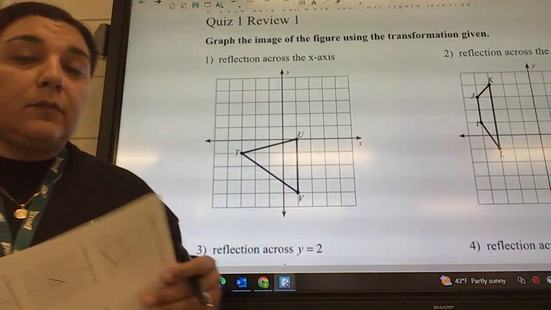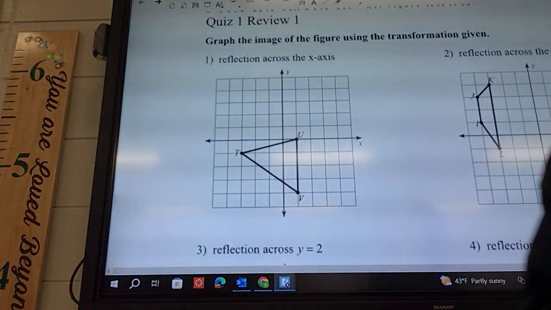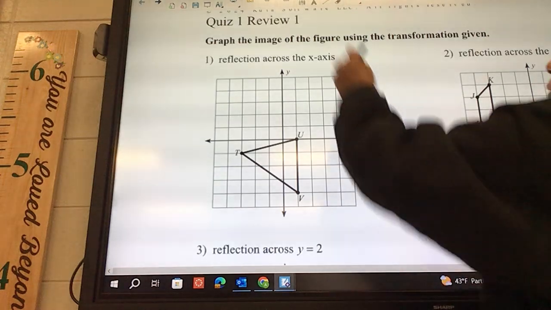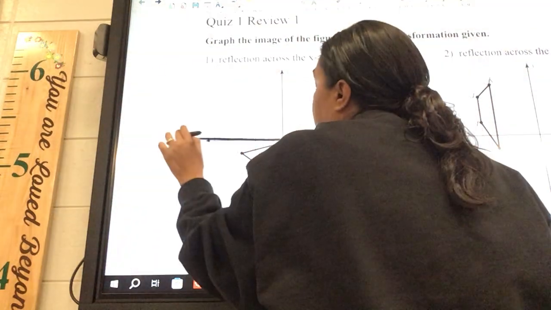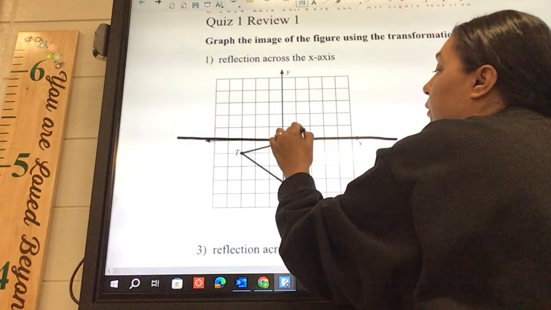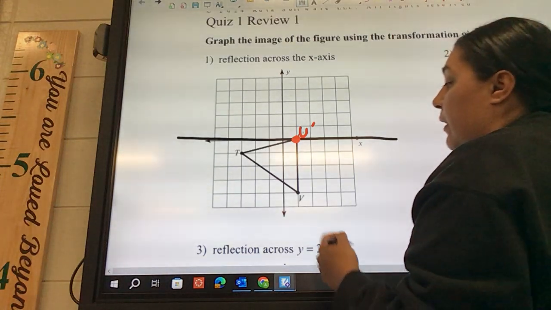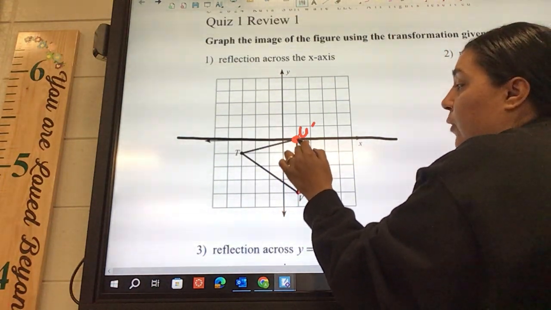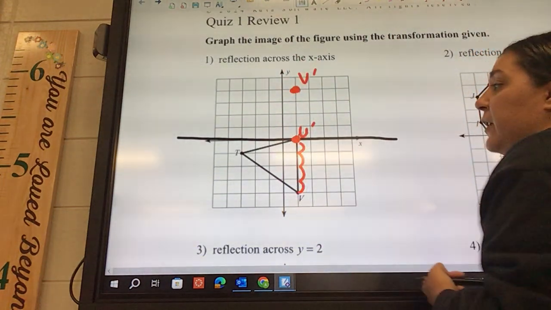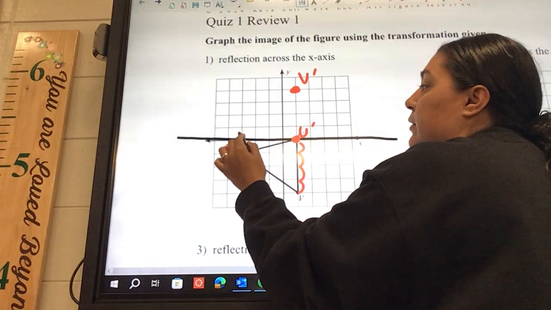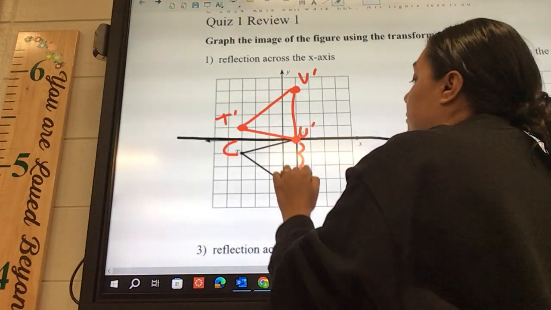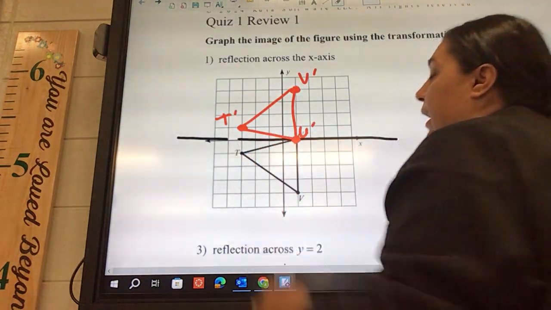Okay, so if we're looking at this very first one, it was all about reflection. So reflect this across the x-axis. Okay, so the x-axis is here. And so we're going to reflect all of the points across that. And if you remember, U is still on U, so this is going to be U prime. V is 1, 2, 3, 4 units away from that line. So we're going to go 1, 2, 3, 4 units. So that's going to be V prime. And T is 1 unit, so you're going to go 1 unit. So this is T prime. Okay? And so our new picture, or the reflection across that x line, is going to be here.